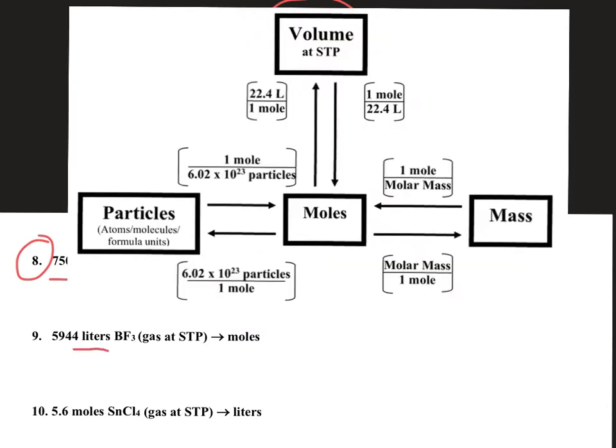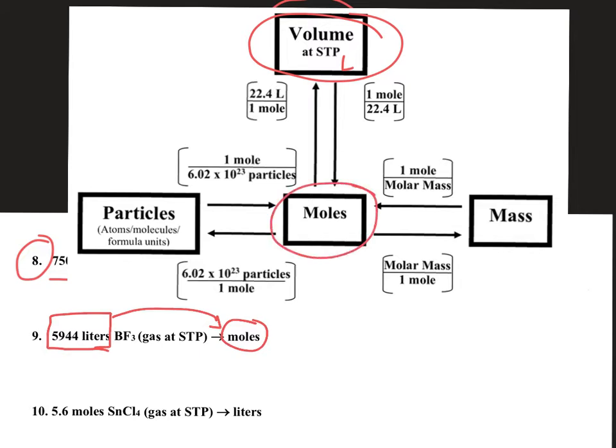We have 5,944 liters of this boron trifluoride. So we're in liters. Remember, liters then means we're going to start at volume island. It wants us to convert to moles. So I'm going to convert back to moles. So this is actually the opposite of the last problem. You're going to go from volume to moles, so you're going to use the bridge on the right, which means you're going to use this conversion factor.